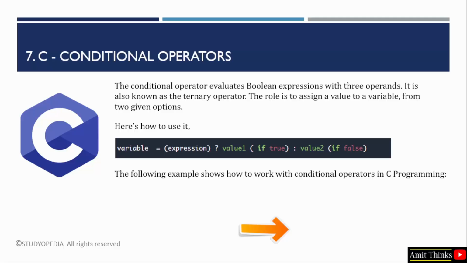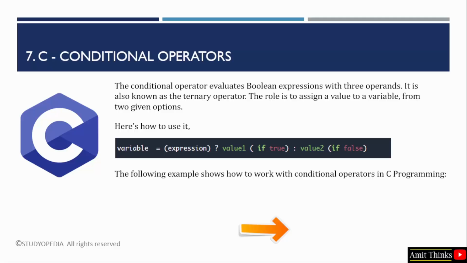Now let us understand the conditional operators in C language. It evaluates Boolean expressions with 3 operands. So here in the example, you can see variable expression value 1 and value 2. So when the expression is true, it will print the value 1. If it is false, it will print the value 2. That's why it is called the ternary operator. That is the conditional operator based on conditions. It is used to create conditional expressions that can return one value if a condition is true and another value if it's false. Okay, the ternary here is the question mark and colon.